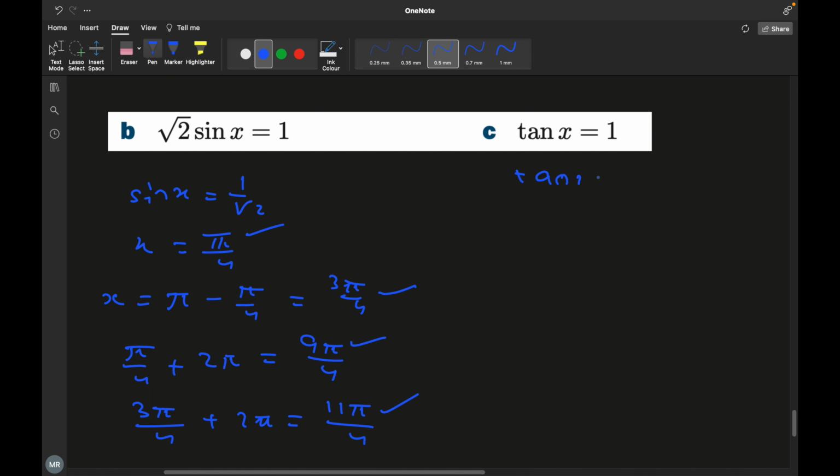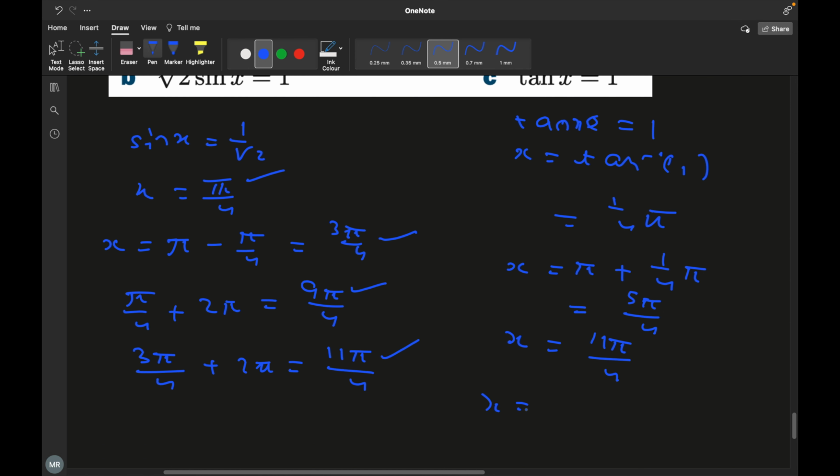Let's do tan x equals 1. So x will be tan inverse of 1, which is also 1 by 4 pi. And x would be pi plus pi by 4, which is 5 pi by 4. The third and fourth values would be plus 2 pi, which is 9 pi by 4, and then 5 pi by 4 plus 2 pi, which is 13 pi by 4. These are our 4 answers. If you're getting confused with this, look at my previous playlist and then it'll be clear.